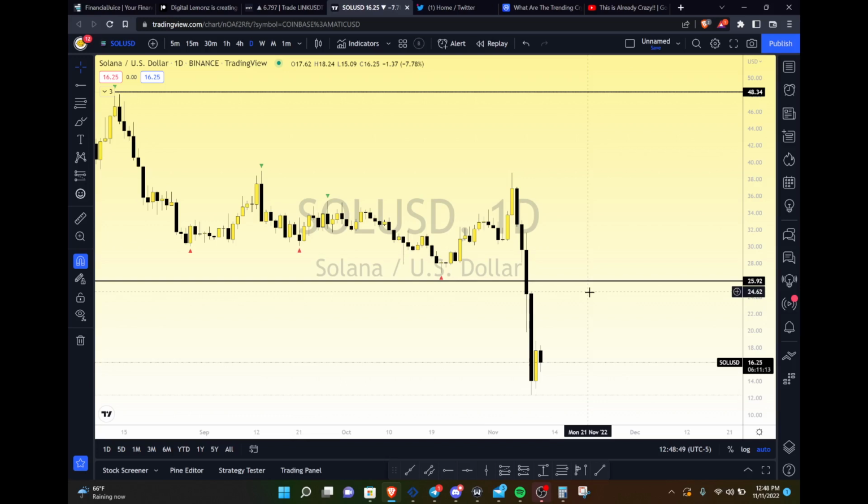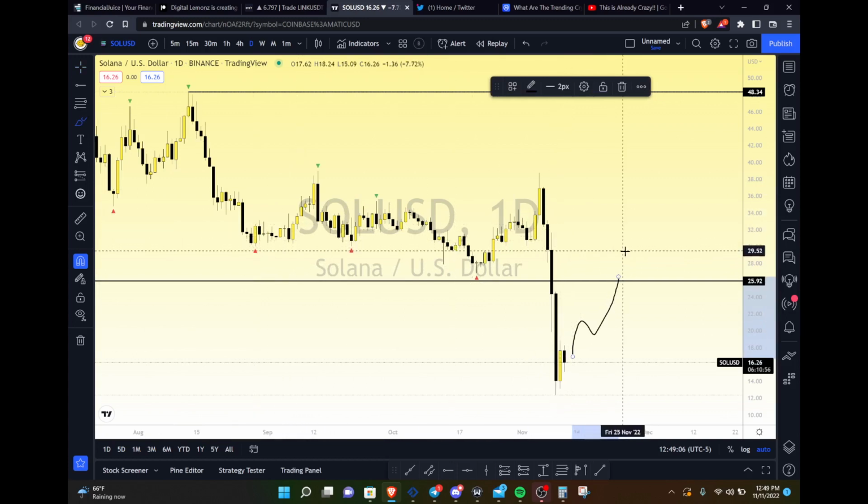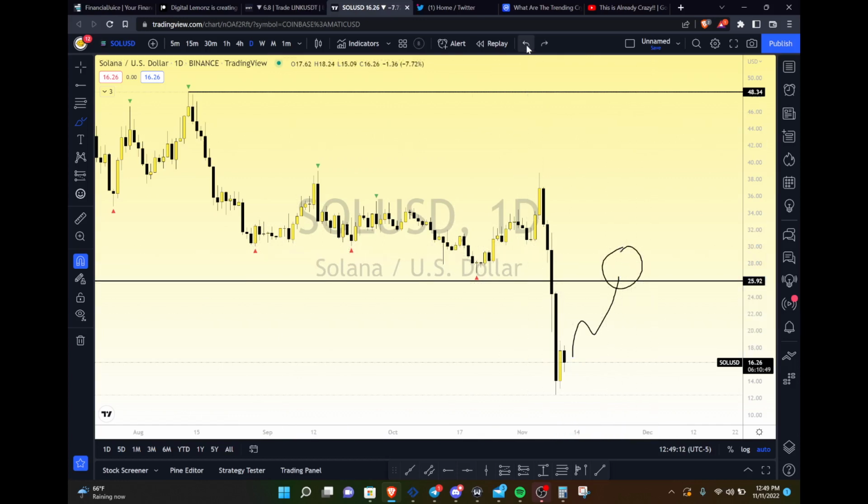What happens when you lose a level or a structure? You tend to come back and test that structure as support or resistance. Same thing with ranges. So we're likely going to see price come back up and test these levels here, or even the higher pivot levels here as resistance. So this general zone here as resistance and then fail off. But there's more here than just that.